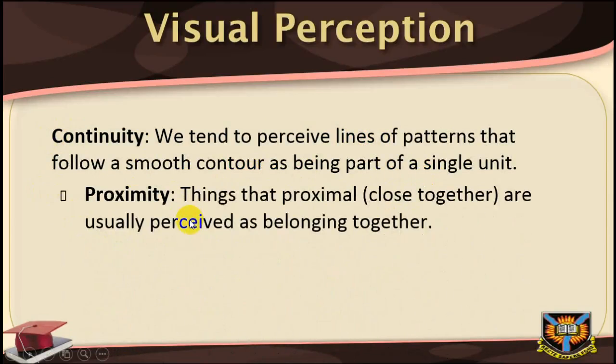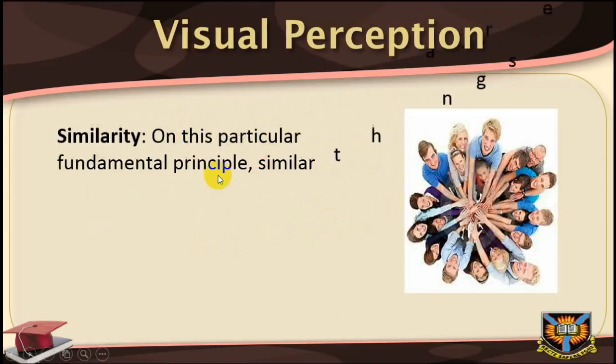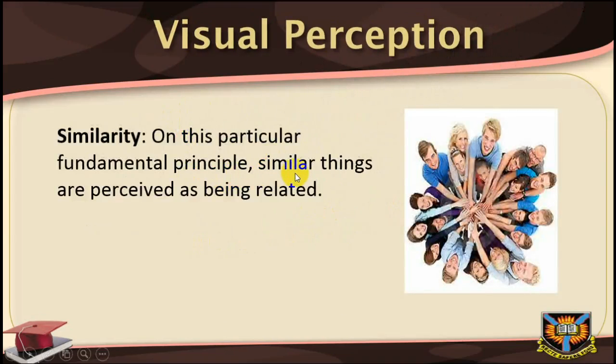Proximity. Things that are proximal, that is close together, are usually perceived as belonging together. Similarity. On this particular fundamental principle, similar things are perceived as being related.